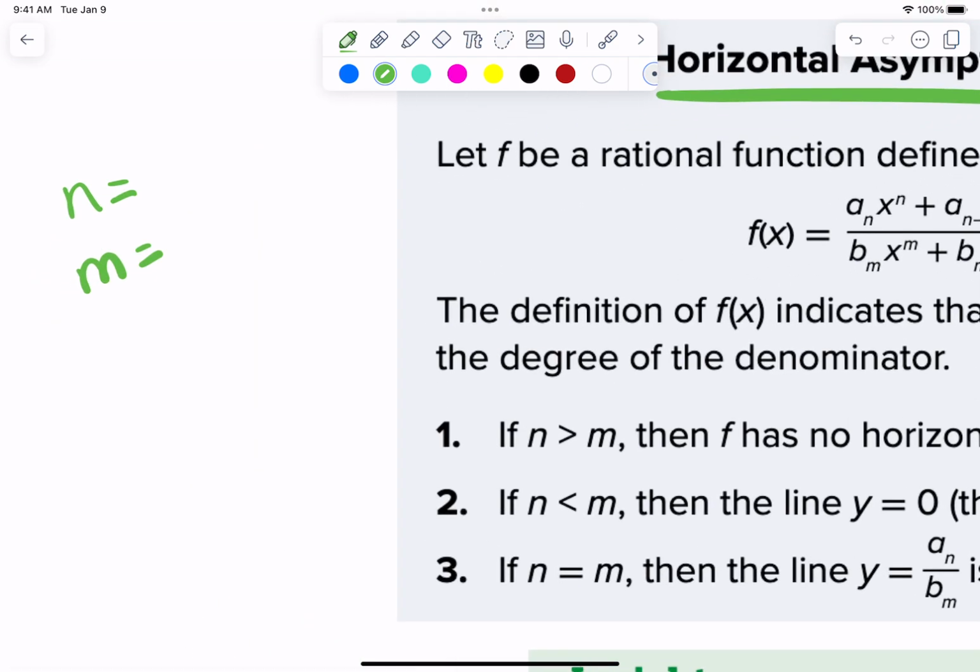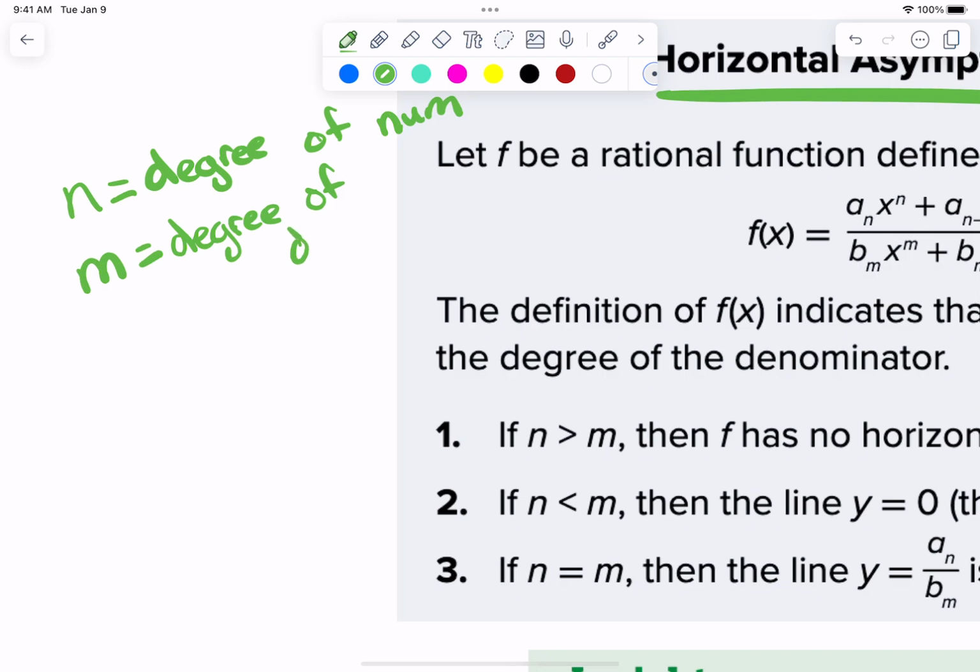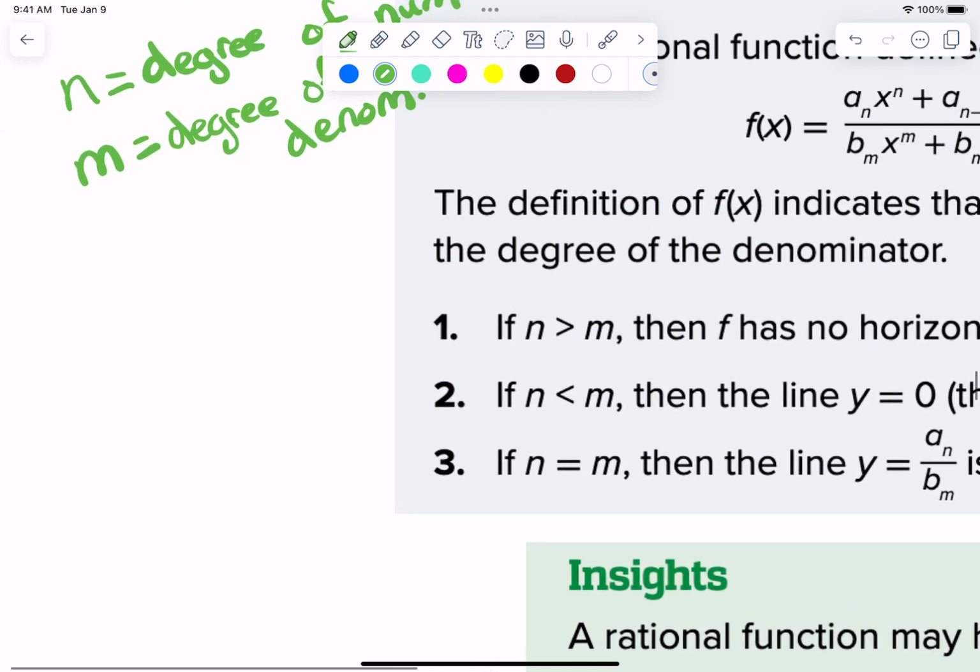Rules for horizontal asymptotes. N is the degree of the numerator. M is the degree of the denominator. Okay? Degree of the numerator, degree of the denominator. Degree meaning highest power, right? Okay, here are the rules.